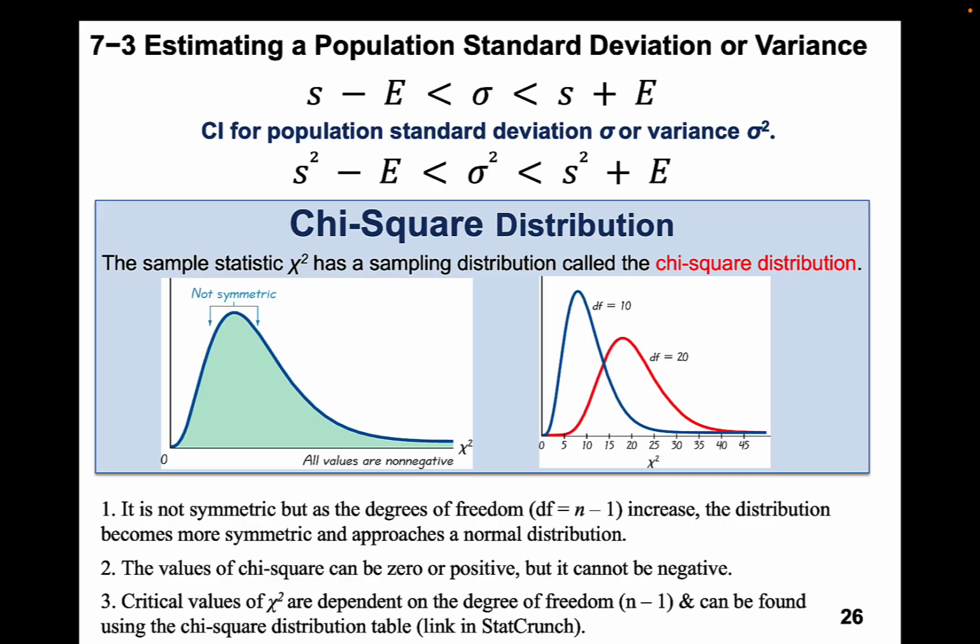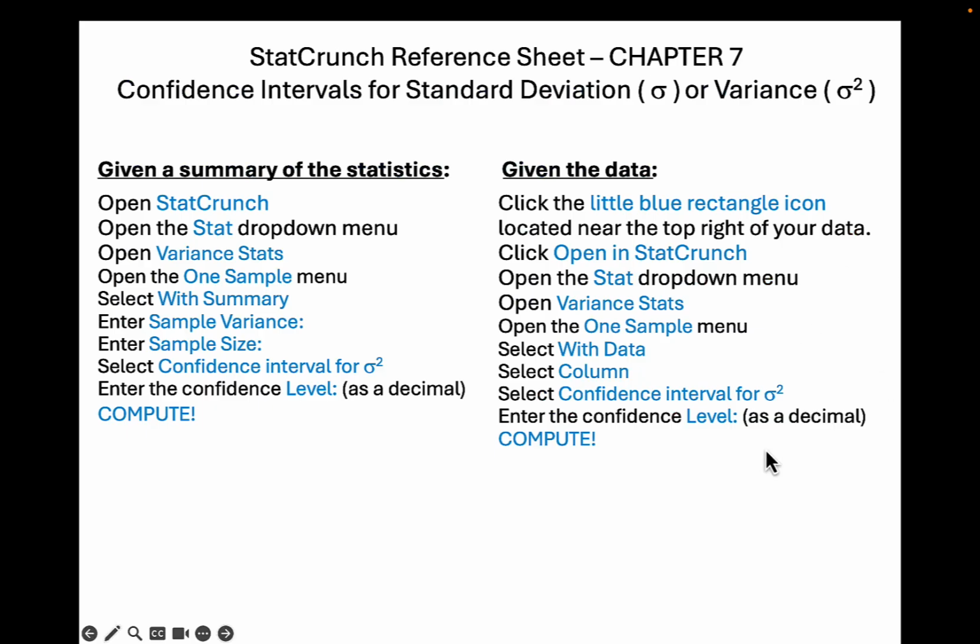There's a link to it in StatCrunch right in the exercise in which it's needed. Okay, speaking of StatCrunch, confidence intervals for standard deviation, sigma, or variance, sigma squared. 2 possibilities, just like last section. If you were given a summary of the statistics versus if you're given the data.